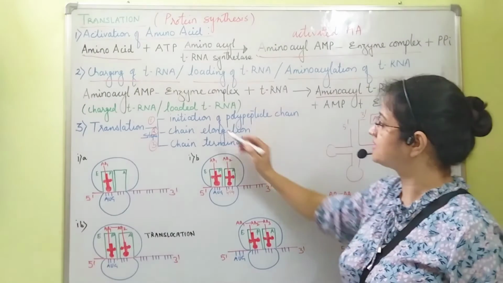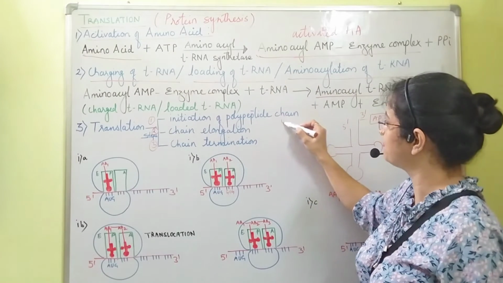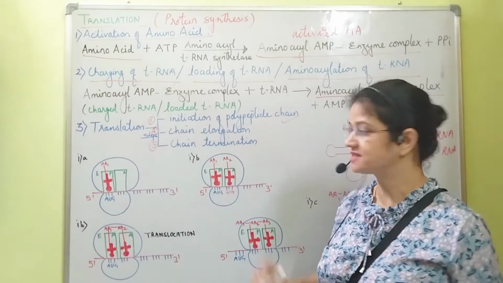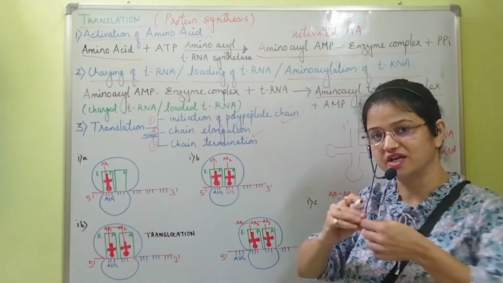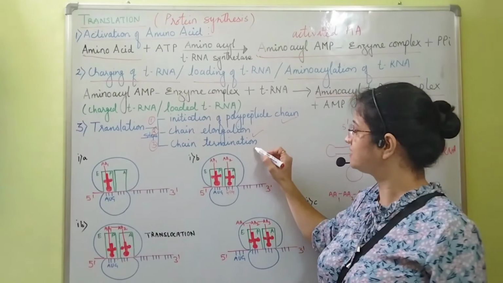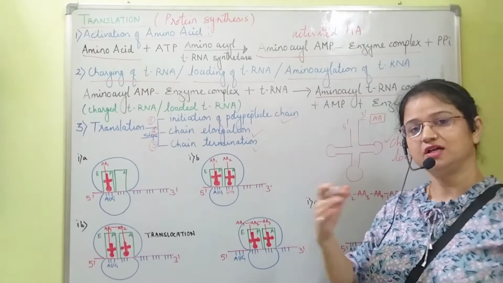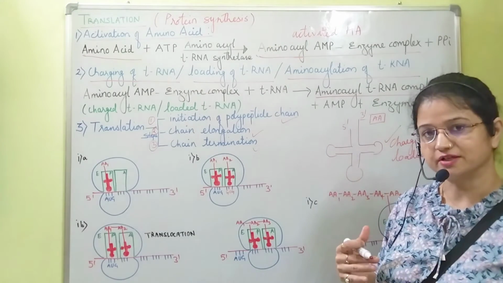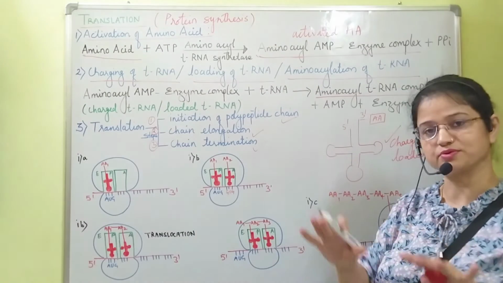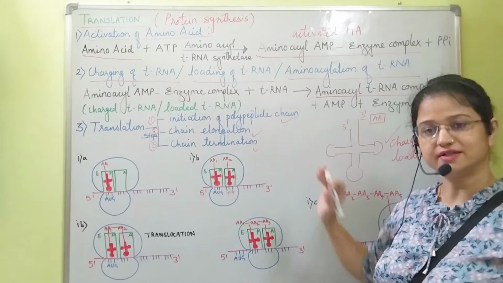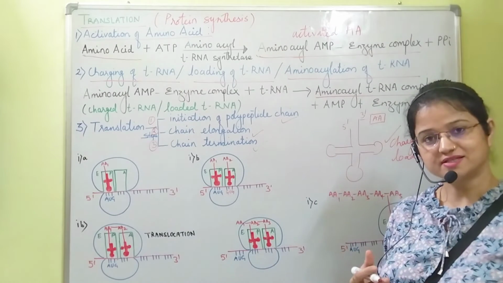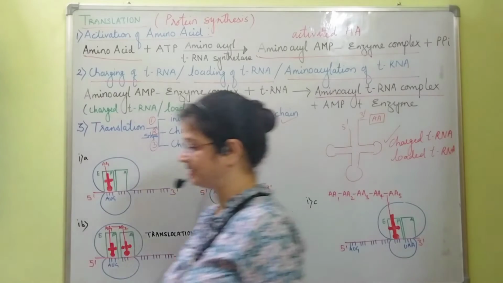The first step is initiation of polypeptide chain. The second step is chain elongation. The chain gets elongated. And the third step is when the nonsense codon or the terminator codon comes, the process will stop. That is the chain termination. So we will discuss these 3 steps. So just see here.